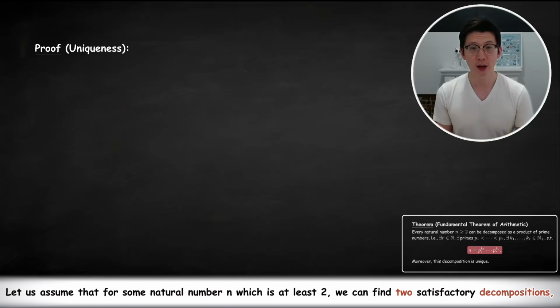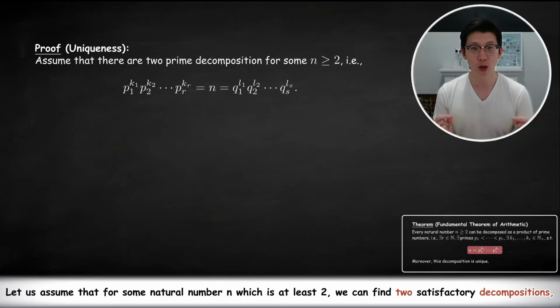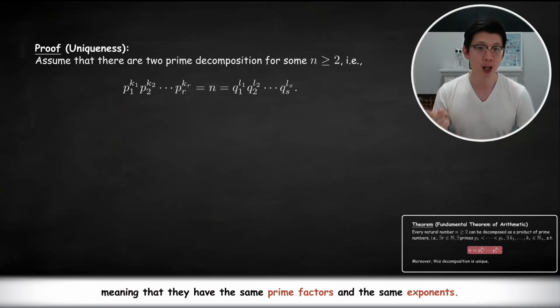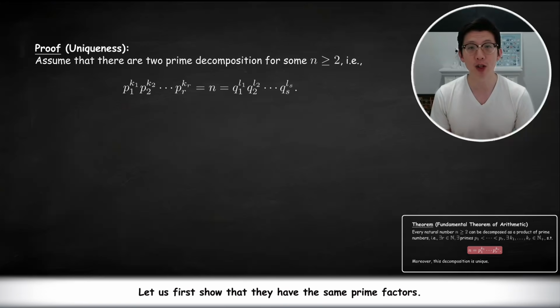Let us assume that for some natural number n which is at least 2, we can find 2 satisfactory decompositions. And our mission is to show that these 2 decompositions agree with each other, meaning that they have the same prime factors and the same exponent. Let us first show that they have the same prime factors.